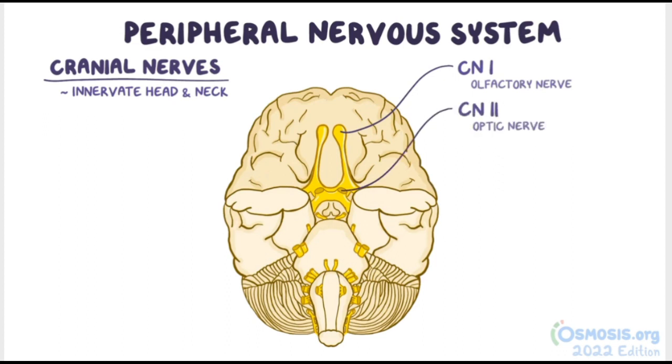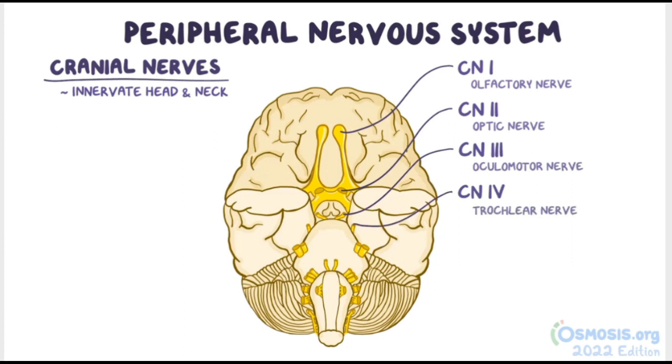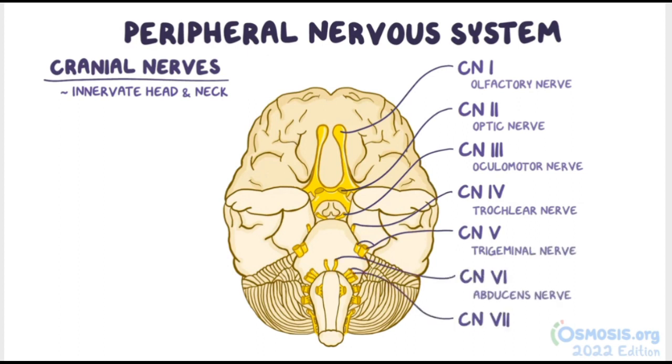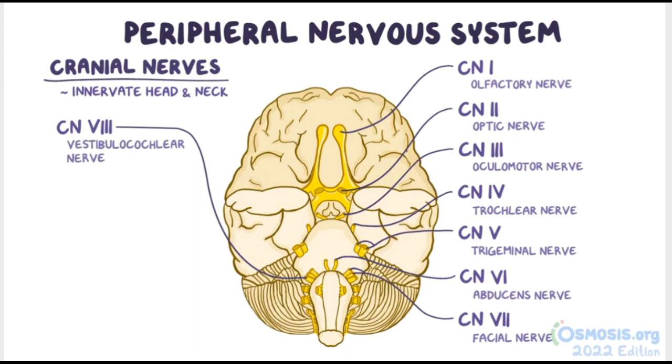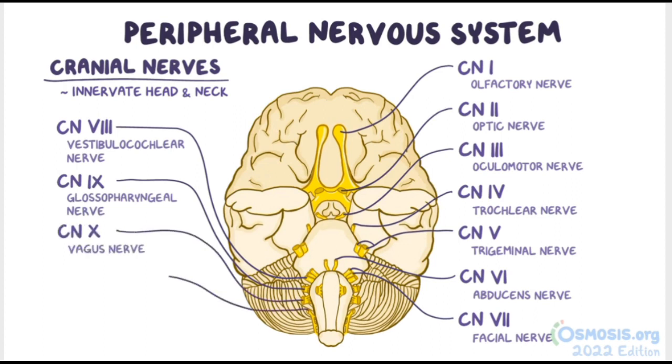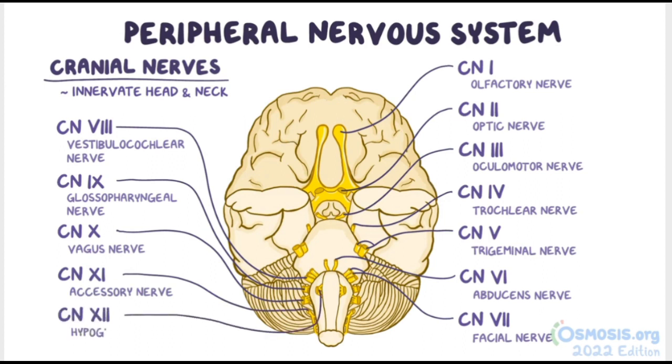The rest of the cranial nerves emerge from different parts of the brainstem. Cranial nerve 3, the oculomotor nerve, and cranial nerve 4, the trochlear nerve, emerge from the midbrain. Cranial nerve 5, the trigeminal nerve, cranial nerve 6, the abducens nerve, cranial nerve 7, the facial nerve, and cranial nerve 8, the vestibulocochlear nerve, emerge from the pons. And finally, the glossopharyngeal nerve, cranial nerve 10, the vagus nerve, cranial nerve 11, the accessory nerve, and cranial nerve 12, called the hypoglossal nerve, all emerge from the medulla.